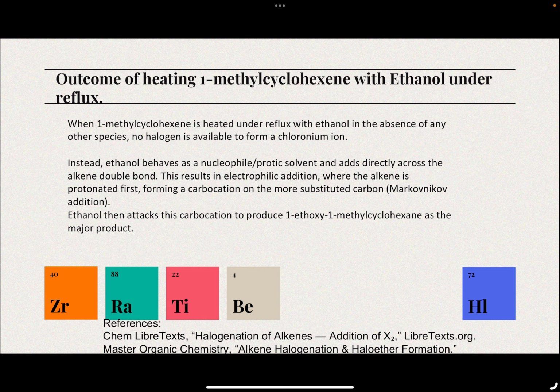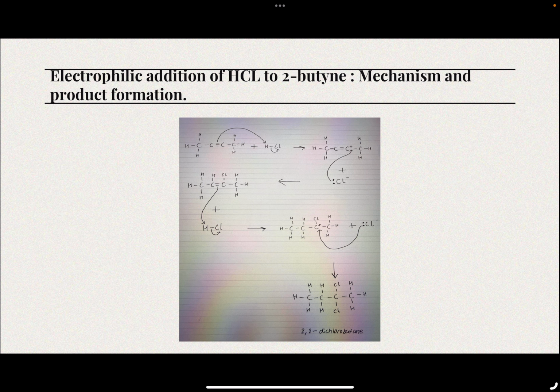Instead, ethanol behaves as a nucleophile or nucleophilic solvent and adds directly across the alkene double bond. This results in electrophilic addition, where the alkene is protonated first, forming a carbocation on the more substituted carbon, which is the Markovnikov addition. Ethanol then attacks this carbocation to produce 1-ethoxy-1-methyl-cyclohexane as the major product.